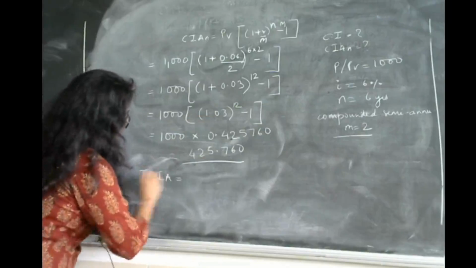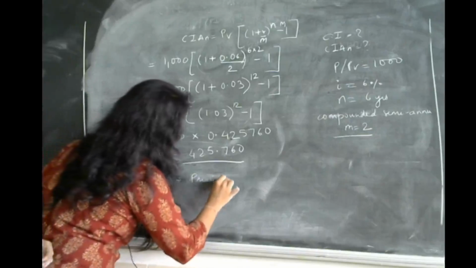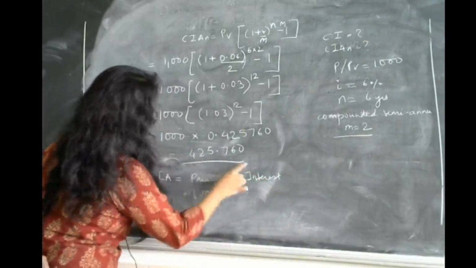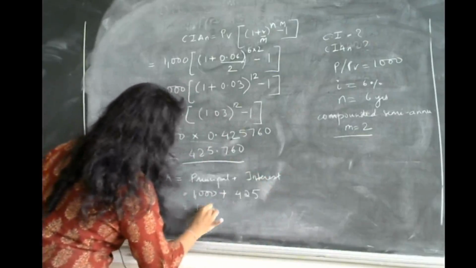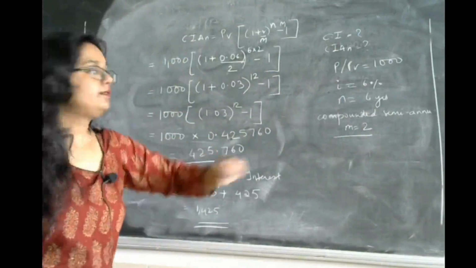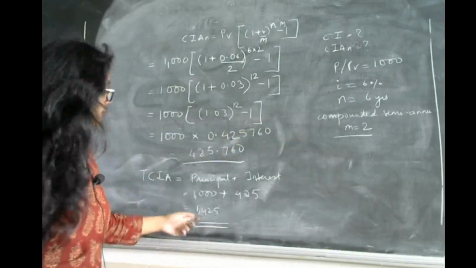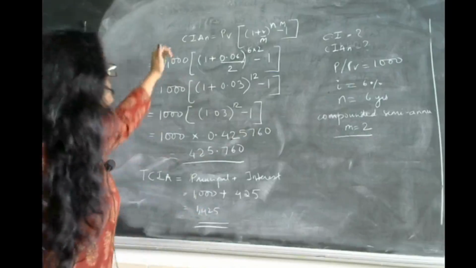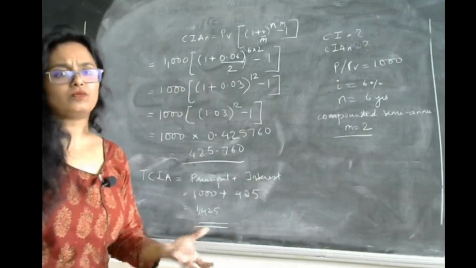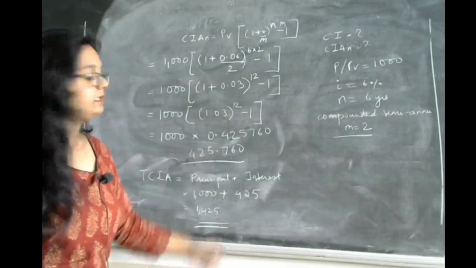So the total compound amount is the principal amount of 1000 plus the interest of 425, so 1425 will be the total amount that you will get at the end of 6 years. If you have deposited it, you will get 1425 at the end. If you have taken a loan, you have to pay 1425. Clear? This is the total amount which you will get or have to pay, that is 1425, whereas the interest alone is 425.